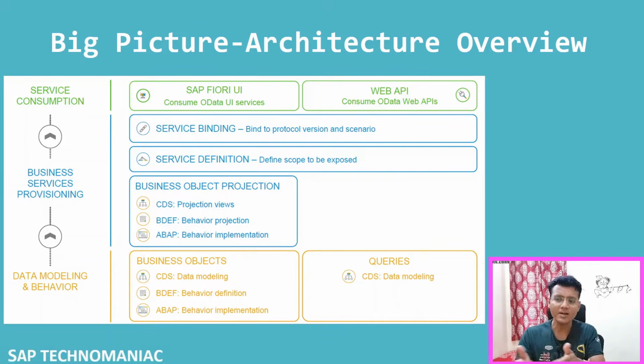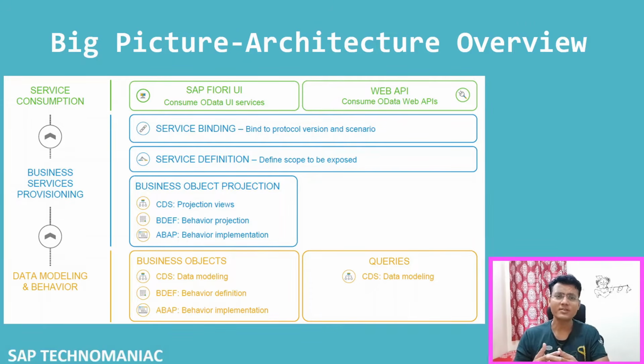In that, the first part was the data modeling and behavior. In that, we have created the business object, which includes the data model along with the definition and implementation, or we can say data model along with the behavior. We have created the basic business object, and now in the second task, we will expose our business object in the business service provisioning.